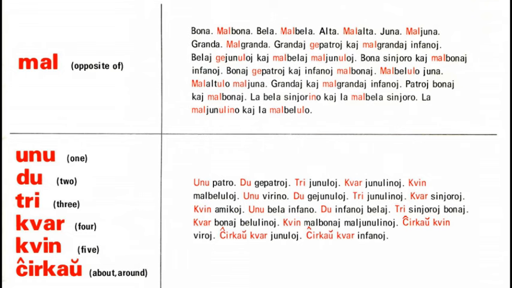And now we pass to one of the most useful prefixes of all. The prefix mal. Mal means the opposite of. And this is how it works. Bona. Good. Malbona. Bad. Bella. Beautiful. Malbella. Ugly.